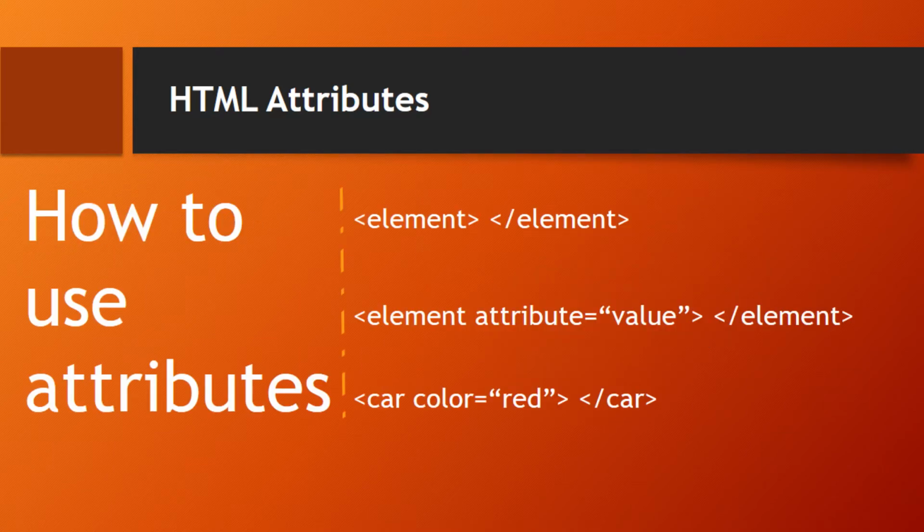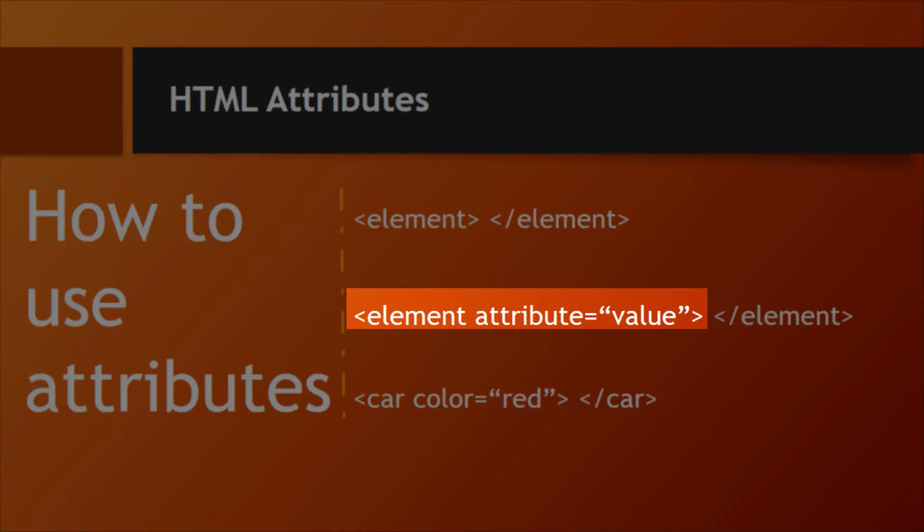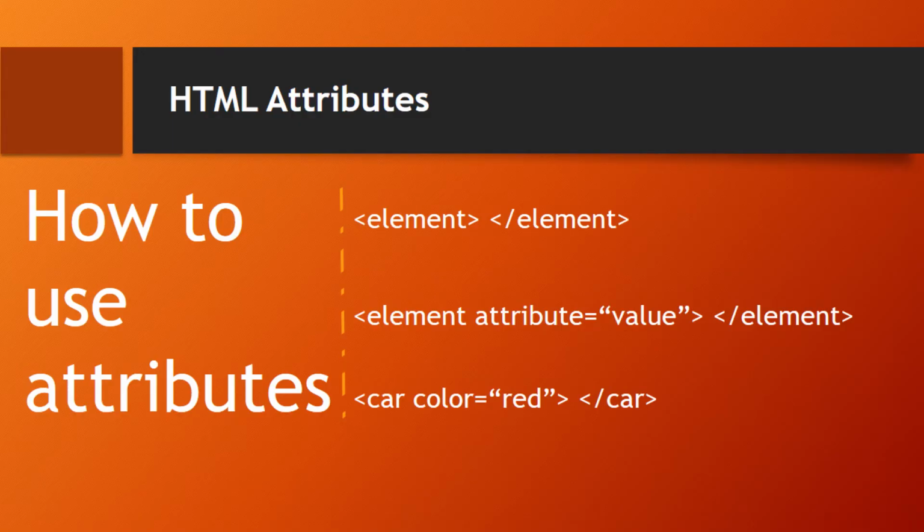Similarly, elements in HTML also have attributes. Let's see how to use those attributes. Suppose this is the start element and this is the end element. This is how we normally write them. Now let's see how to use the attributes. An attribute is always mentioned in the start tag or on tag. After the name of the element, we press space, then we write the attribute, then equal, then within these double quotes we type the value for the attribute.